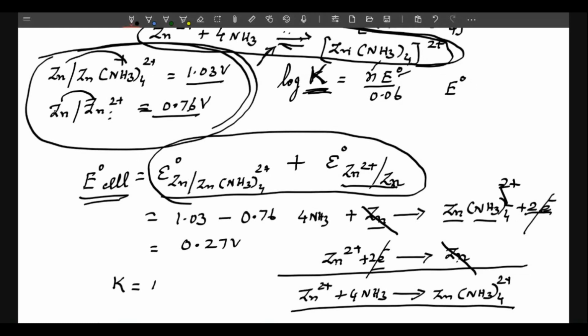K value is given as 10 power nE naught by 0.06. n is equal to how many electrons are involved? 2 electrons are involved, into 0.27 by 0.06. Divide it, and now your answer would be very near to 10 power 9. This is called the stability constant. Here is a specific common name, equilibrium constant of the cell reaction. But here we call it the stability constant of the complex.